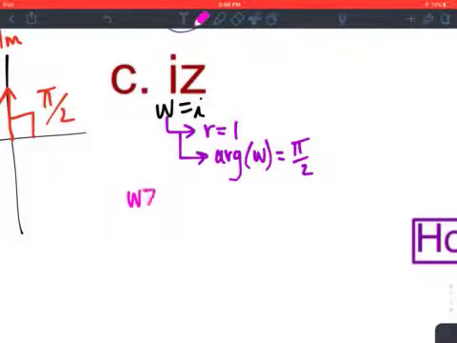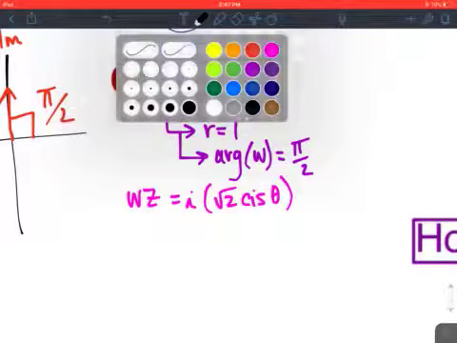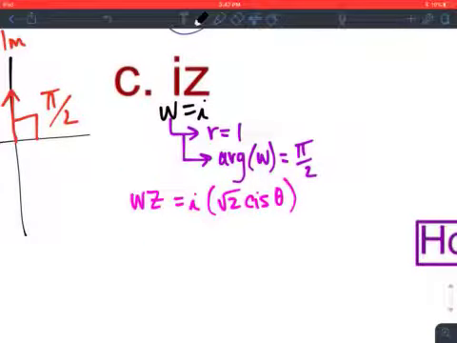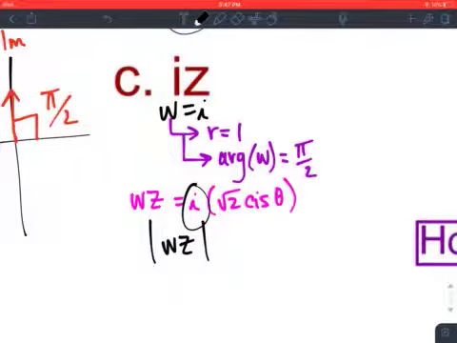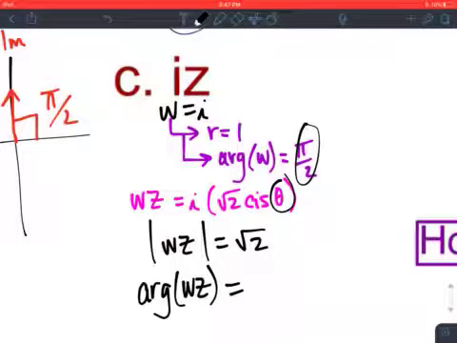And we have WZ is equal to I times square root of 2 CIS theta. So that means the modulus of WZ is equal to, well, the modulus of this one is just 1, and 1 times the modulus of that one gives me square root of 2. So the modulus of WZ is square root of 2. The argument of WZ is just equal to the sum of their angles or arguments. So it's pi over 2 plus theta.